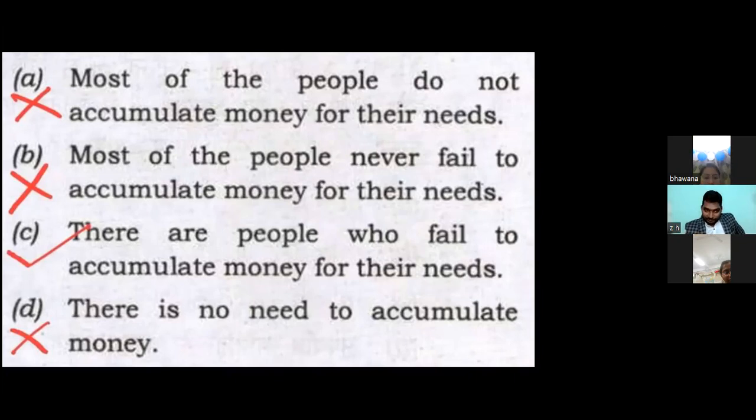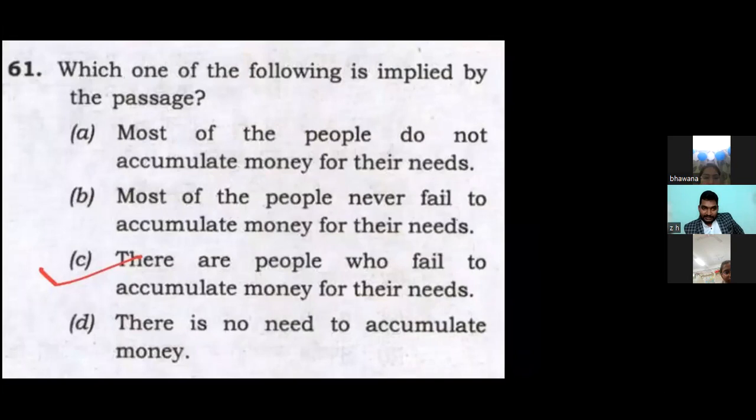Now, Bhavya, just read out the question. Okay, sir. Which one of the following is implied by the passage? Most of the people do not accumulate money for their needs. Fine. We have read the option. We have already derived the answer.